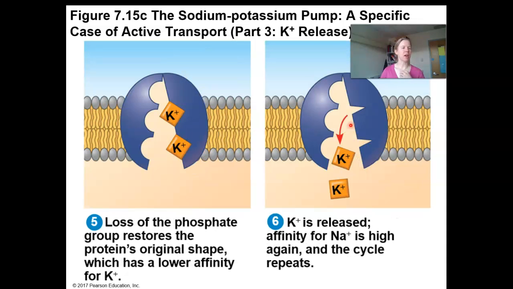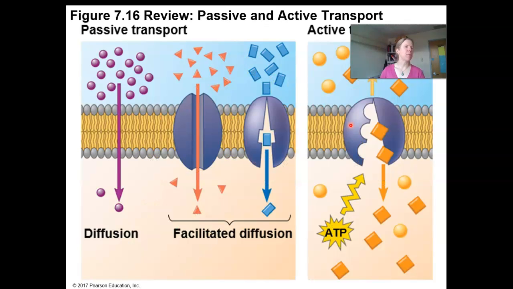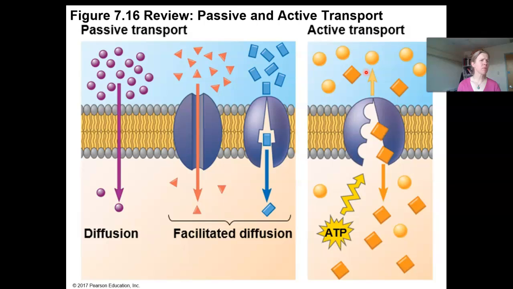I left those zoomed in versions in case you need to read through that more closely. Okay, and there are other pumps, but that's kind of the classic example. Okay, and so again, just to review, some molecules, lipid-soluble molecules, diffuse directly through the cell membrane. We have channels that allow facilitated diffusion. We also have carrier proteins that allow facilitated diffusion. And then active transport, we see this carrier protein requiring ATP to serve as the energy for moving those ions.